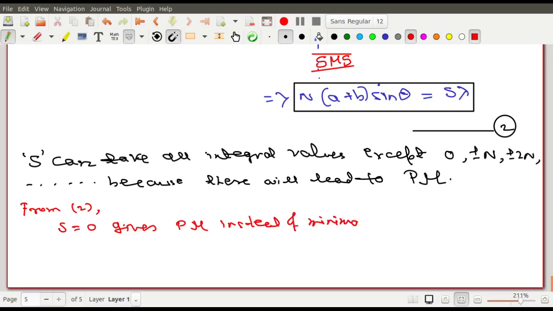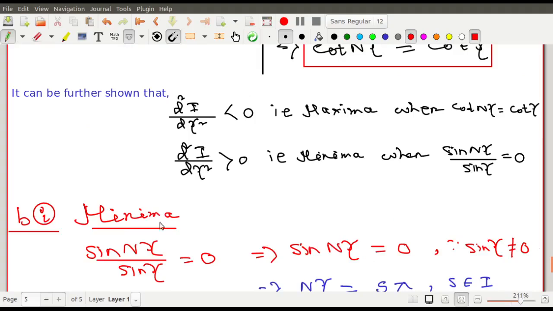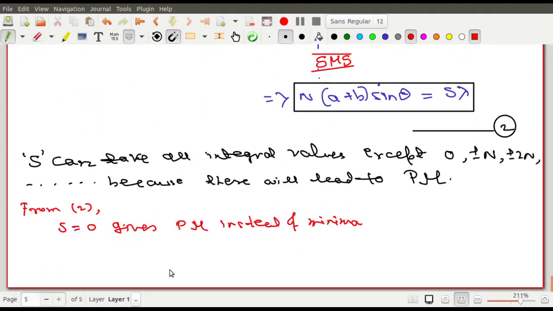This condition is for minima, not for maxima. But s equals to 0 gives the principal maxima instead of minima. s equals to plus minus n gives the first principal maxima instead of minima, and so on. s equals to 0 gives the 0th principal maxima, and s equals to n gives the first principal maxima instead of minima.